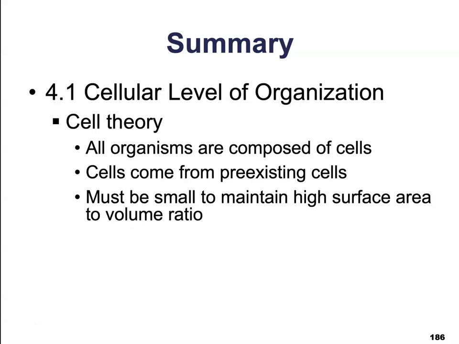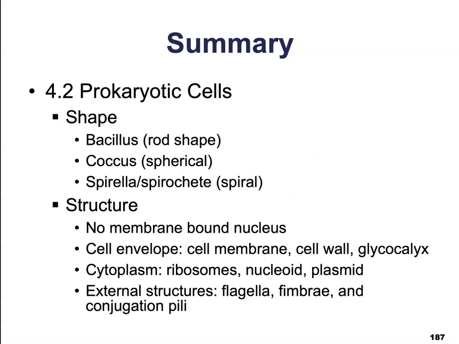So, just in summary, we first talked about the cellular level of organization. We talked about cell theory and how all organisms are composed of cells. Cells must come from pre-existing cells, and they must be small in order to maintain a high surface area to volume ratio. Then we talked about prokaryotic cells. We talked about their shape and how they come in three different forms: bacillus, coccus, and spirilla or spirochetes. And that in terms of their structure, they don't really have a membrane-bound nucleus. They will have a cell envelope with a cell membrane, cell wall, glycocalyx. The cytoplasm, where it contains ribosomes, nucleoid, and plasmid. And then finally, the external structures we just mentioned briefly, the flagella, fimbriae, and conjugation pili.